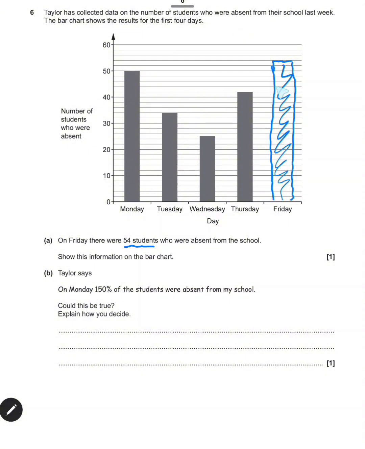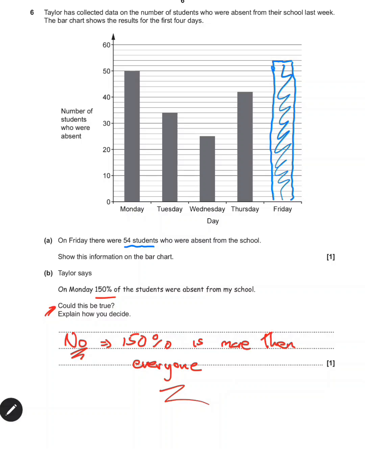My pal Taylor says on Monday 150% of the students were absent. Could this be true? The answer to that is no, and the reason being 150% is more than everyone. 100% classes as everybody, so how can more than everyone be absent from school?